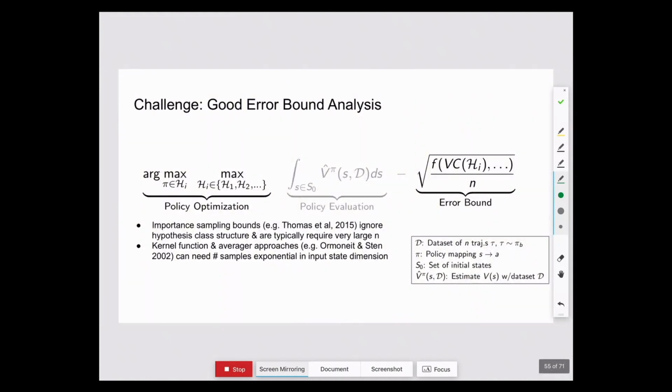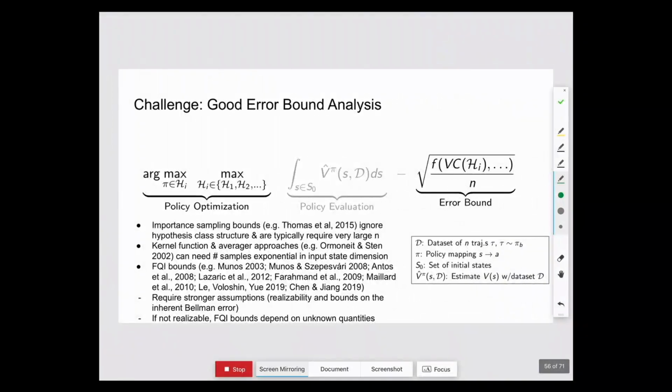A second approach is to use particular function approximators, but they typically need a number of samples that's exponential in your input state dimension, so that's going to be hard in terms of scaling. A really popular approach has been to think about fitted Q iteration bounds, but typically right now they require much stronger assumptions than some of the other methods.